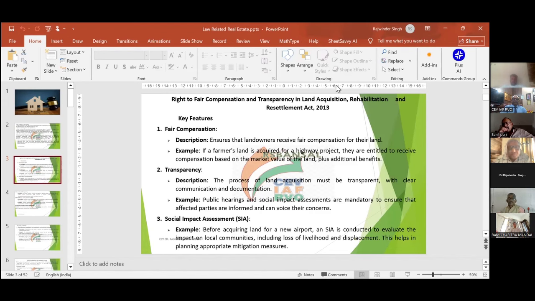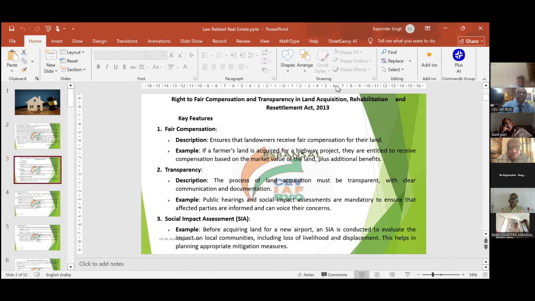Especially, as you know, lands are mostly acquired by the government for infrastructural purposes. And many times there are disputes about the fair compensation. That is why this law has been amended and renamed as the Land Acquisition, Rehabilitation and Resettlement Act 2013. First, we will discuss its key features.